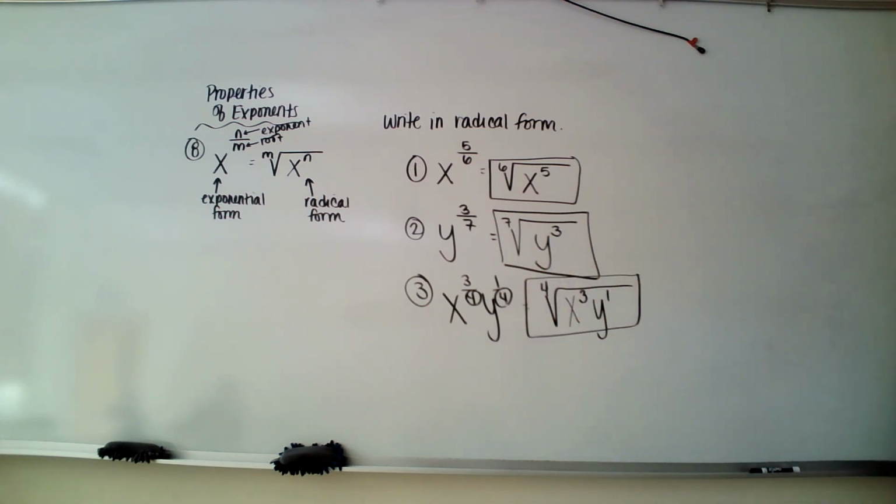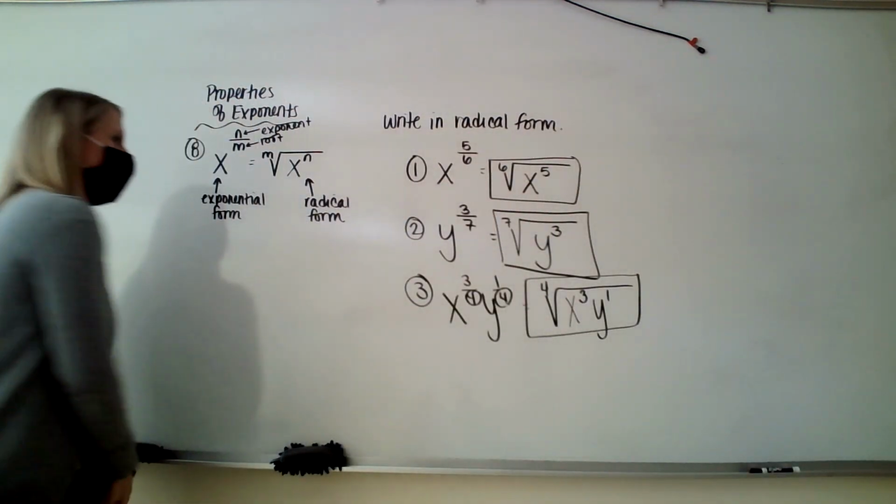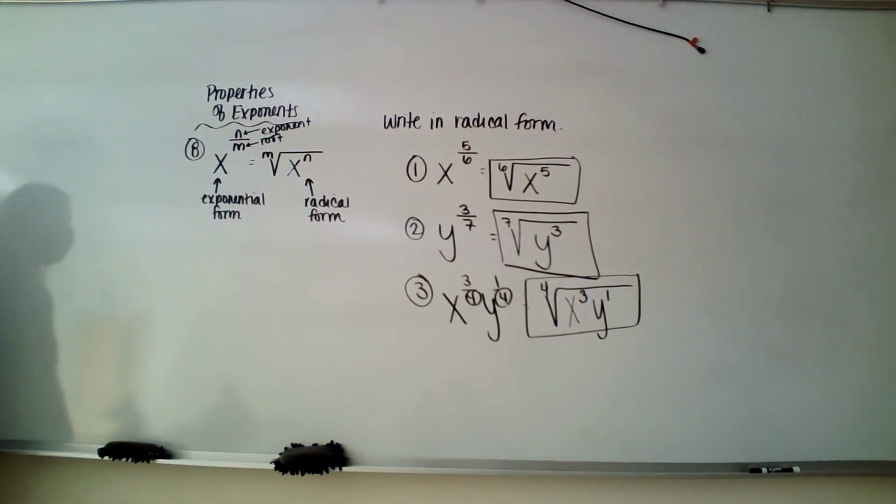So you don't need to write them as separate radicals. Even if they didn't have the same denominator, you would just make them have a common denominator, and then you could put them together, and then it would be beautiful. But please, if I say write in radical form, you don't want all separate radicals. You just want one. All right, so that's just getting used to that form. Any questions at the current moment?